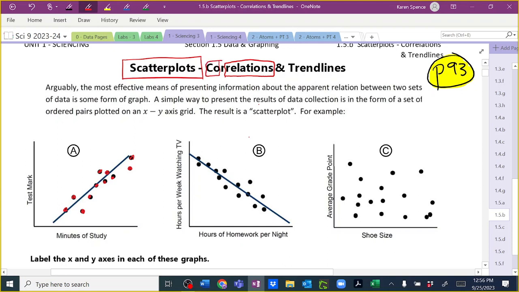Okay, so basically when we're looking at a correlation, we're going to be looking at the relation between the two variables. Co means together, okay? Co means together. And relation means how they relate, obviously. And we will be looking at the relationship between two variables. So the scatter plot gives us a relationship.